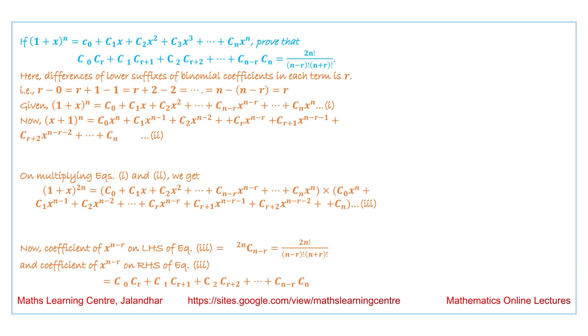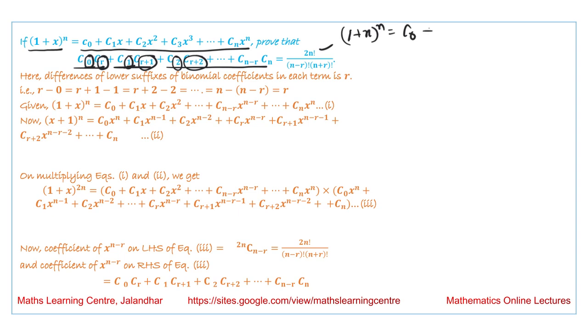So first, if 1 plus x raised to the power n is equal to this, we have to prove that c naught cr plus c1 cr plus 1 and so on is equal to this value. Clearly, what we have over here is c naught and cr, so the difference between both these is r. For the next two the difference is r, for the next two the difference is r. So we write the value of 1 plus x raised to the power n as c naught plus c1x so on up to plus cn x raised to the power n. We also write the value of x plus 1 raised to the power n as c naught x raised to the power n, c1 x raised to the power n minus 1, so on up to cn.